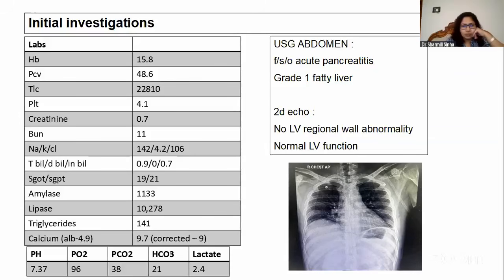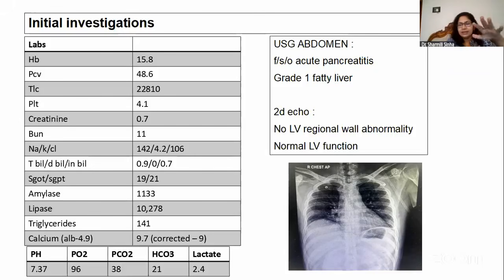So, what is the diagnosis now? The revised diagnosis. You can pinpoint more. Based on this clinical presentation and reviewing the labs and imaging, we can confirm this as acute pancreatitis, ma'am.